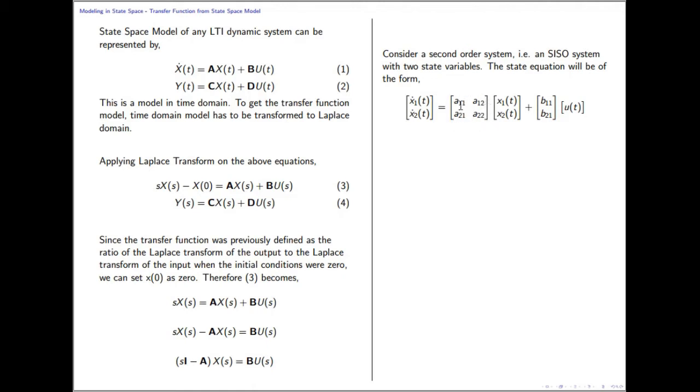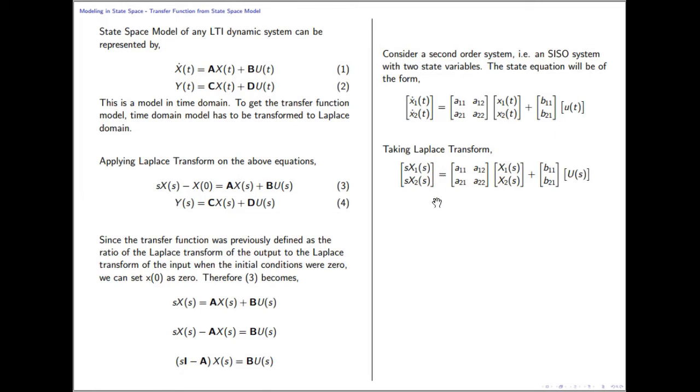In general, I'm just representing those elements as A11, A12, A21, A22, and similarly B11, B21 as the elements of the input matrix. So if I take the Laplace transform on this, what will happen? Let us see. x1 dot of t will become s into X1 of s. And this is a constant matrix, and constants will not have any change. And this x1 of t will become X1 of s, and so on.